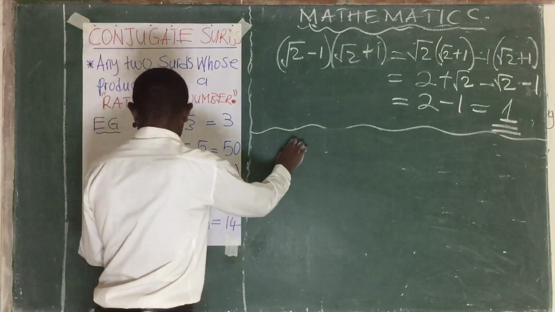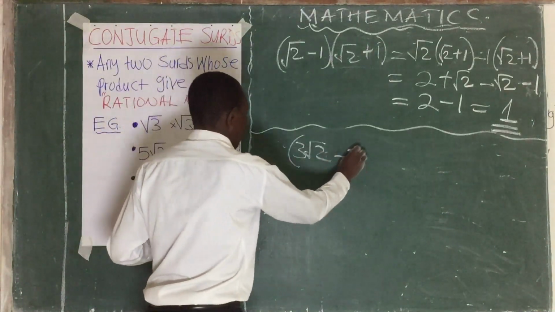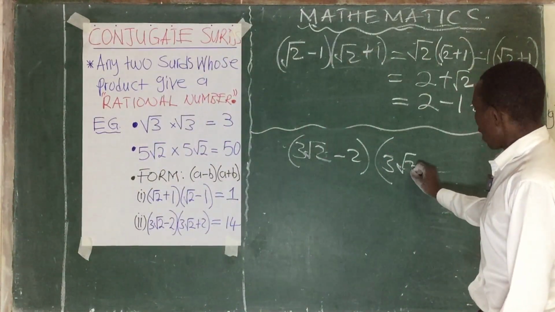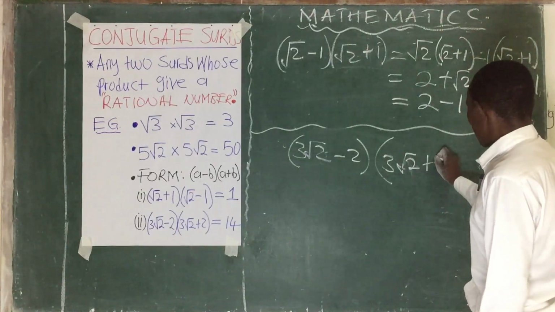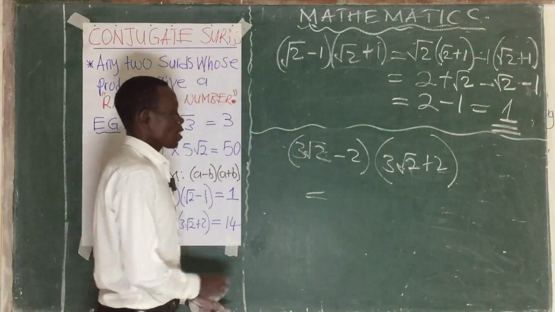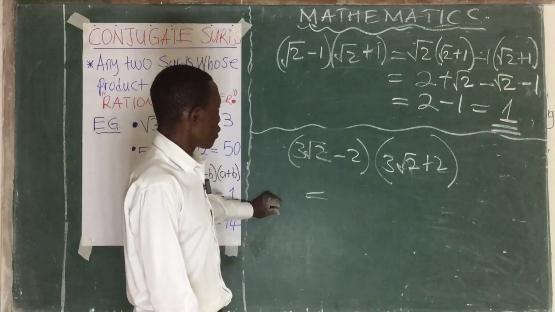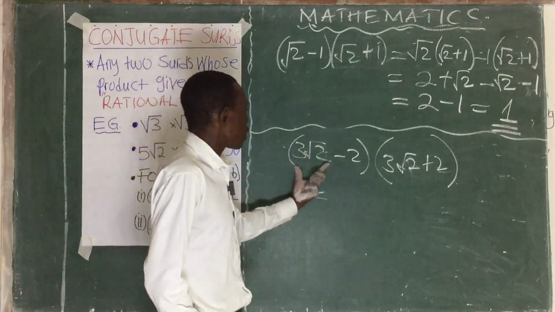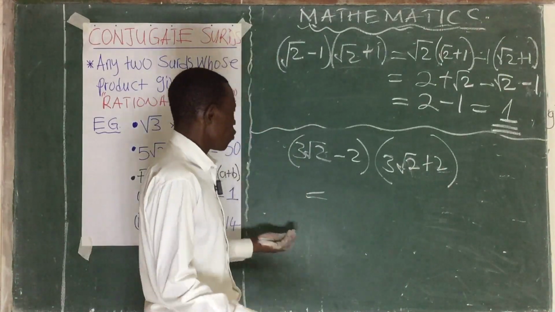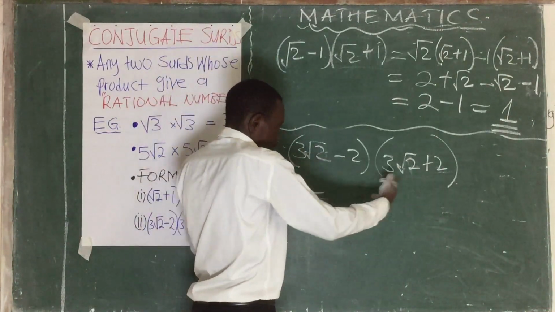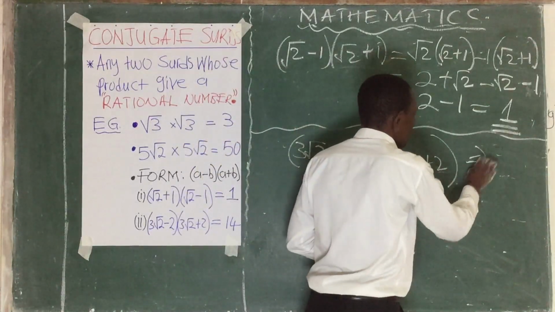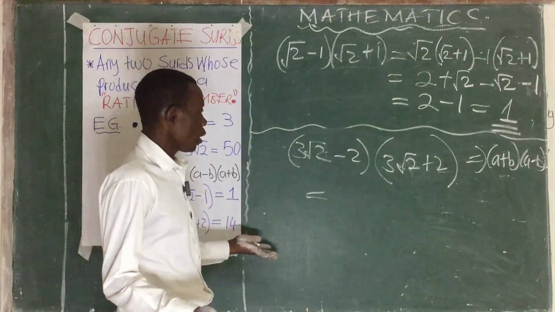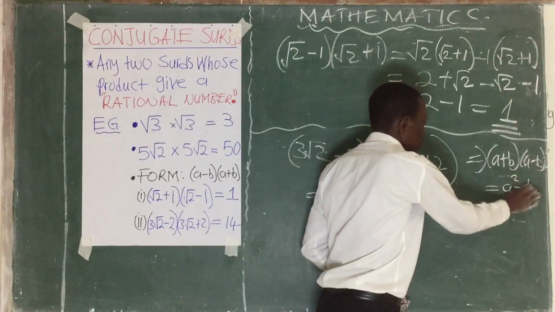Right, I have here 3 root 2 minus 2, multiplied by 3 root 2 plus 2. As a mathematician, this time around, you have learned about the conjugates of expressions. This can also be extended to other expressions, not only surds. You'll be able to see that, why should I take this one multiplied by that, this one multiplied by that? No, don't go for that. You should already see that this expression is already in the form of a plus b, then a minus b. What should you do? This tells you a squared minus b squared.